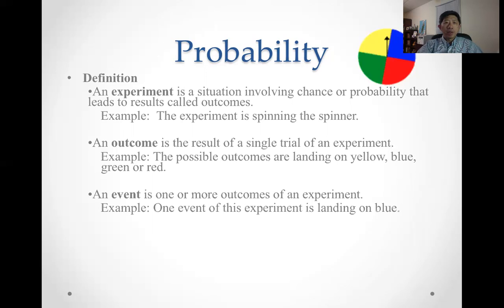The next term is called events. An event is one or more outcomes of an experiment. For example, one event of this experiment is landing on blue, all right?